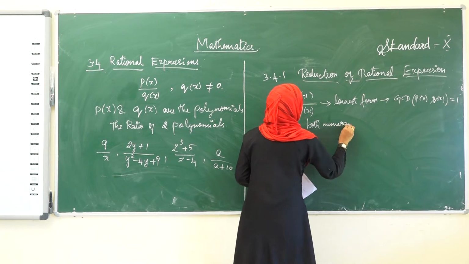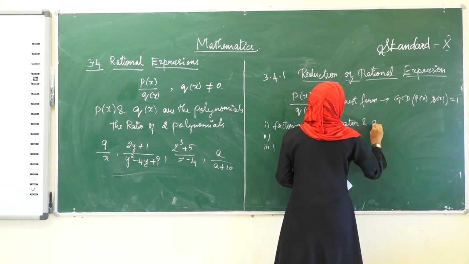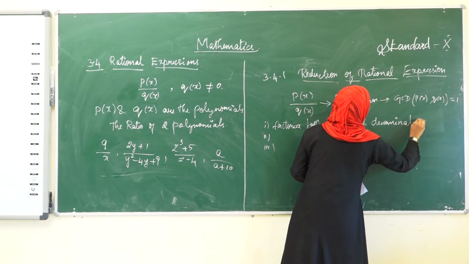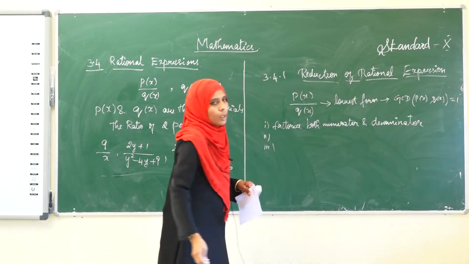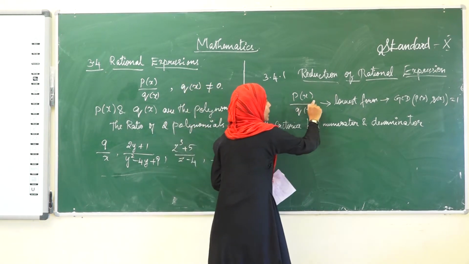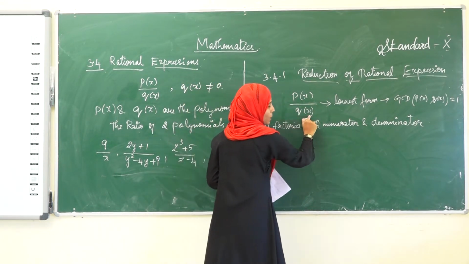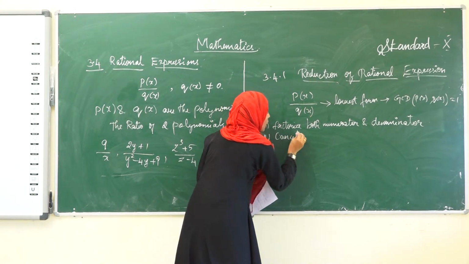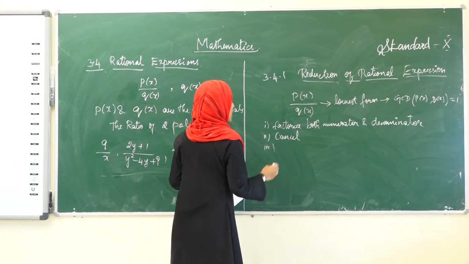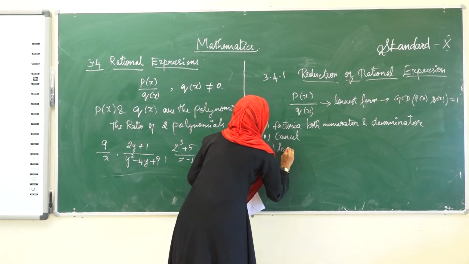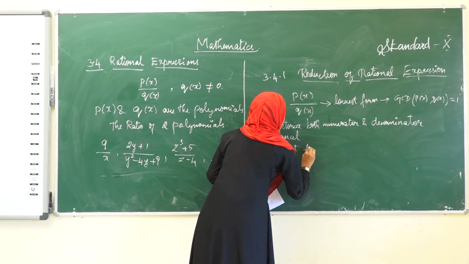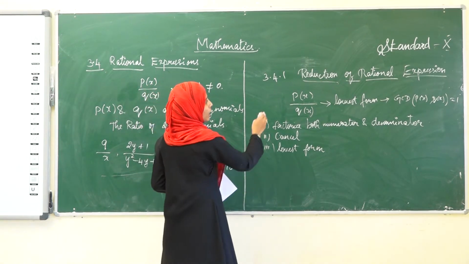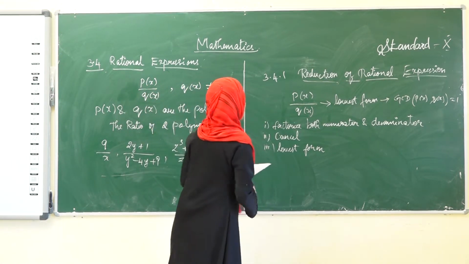Numerator and denominator. We have to factorize these both. Okay, we have to factorize p of x separately and we have to factorize q of x separately. Then we have to cancel the terms common in both numerator and denominator, and then in the last step we will get the lowest form of the rational expression. These are the steps to find the rational expression in its lowest form.